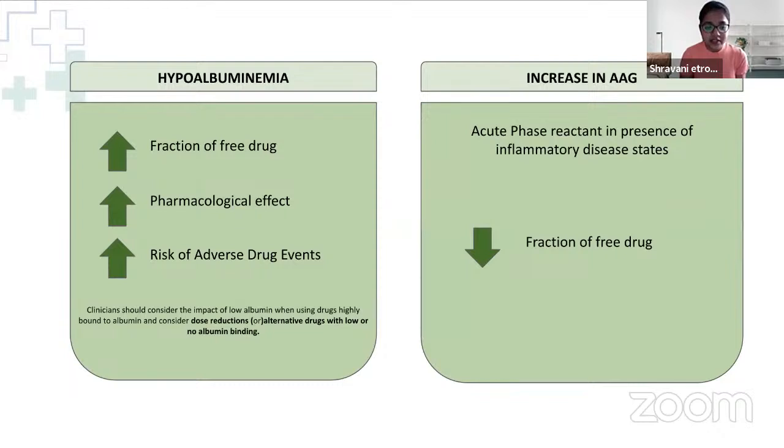Clinicians should consider the impact of low albumin, especially in case of DCLD patients. We usually see that the albumin levels in these patients are very low. So the clinicians and also the clinical pharmacists should consider the impact of low albumin when using drugs which are highly bound to albumin, and also consider dosage reduction or alternative drugs with low or no albumin binding.